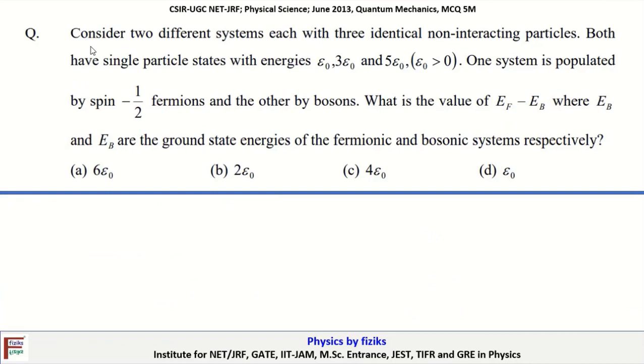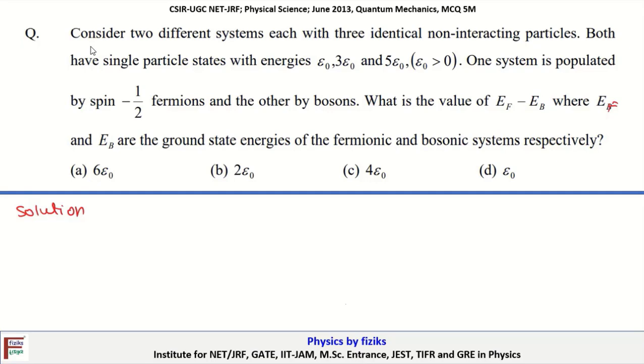Consider two different systems, each with three identical non-interacting particles, both having single particle states with energies epsilon, 3 epsilon and 5 epsilon. One system is populated by spin half fermions and the other by bosons. What is the value of EF minus EB, where EF and EB are the ground state energies of the fermionic and bosonic systems respectively? So, solution.